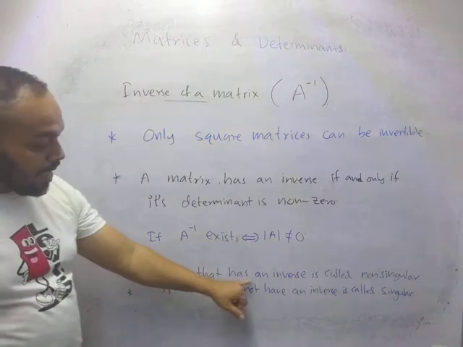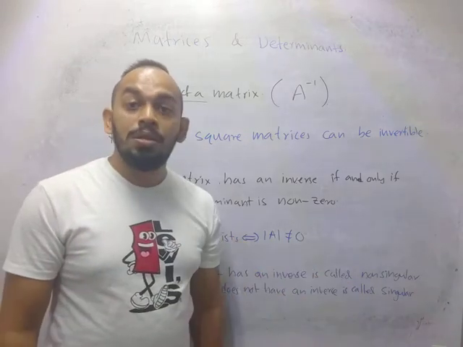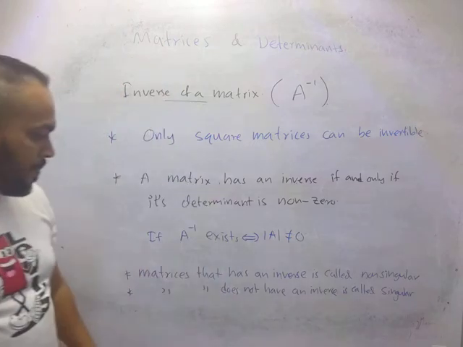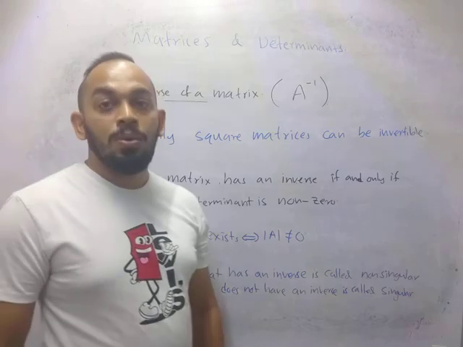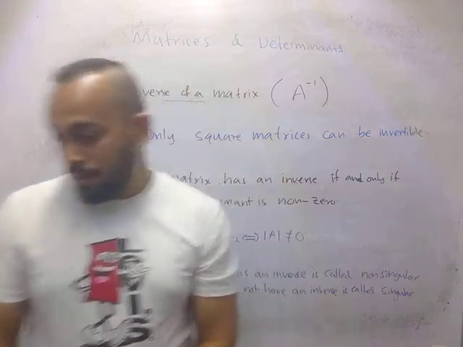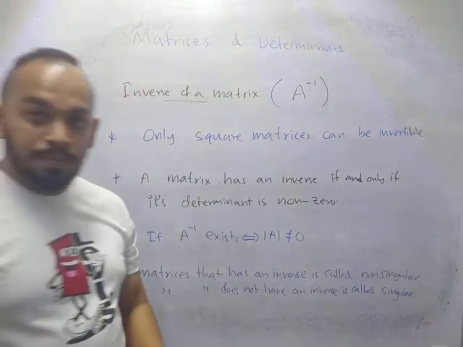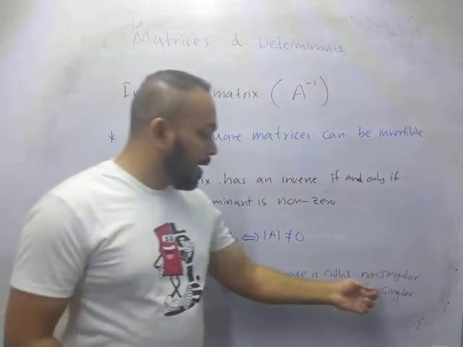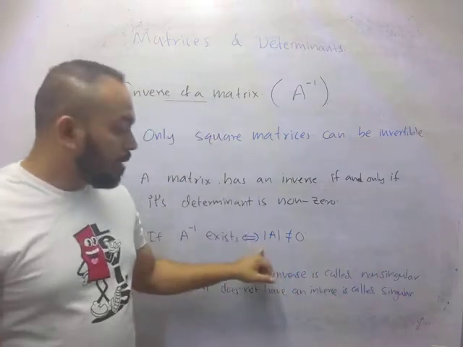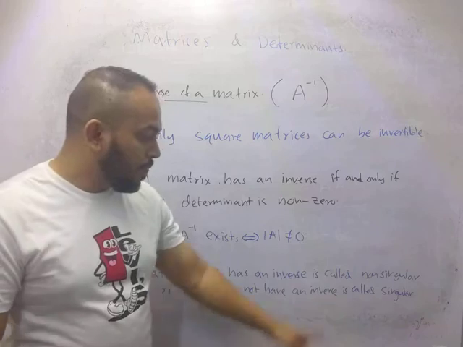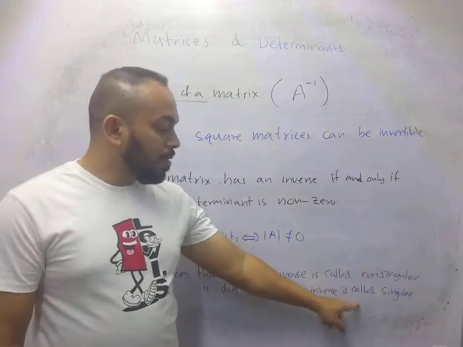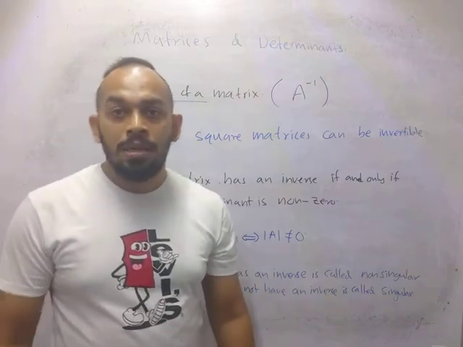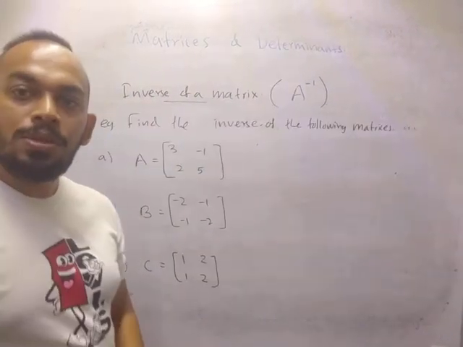Matrices that have an inverse are called non-singular matrices. Matrices that do not have an inverse are called singular matrices. So singularity and non-singularity deal with the determinant of A. For a non-singular matrix, the determinant of A is non-zero. For a singular matrix, the determinant of A is 0. Right, so let's do an example.